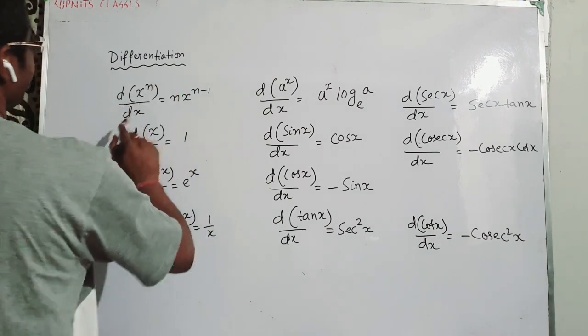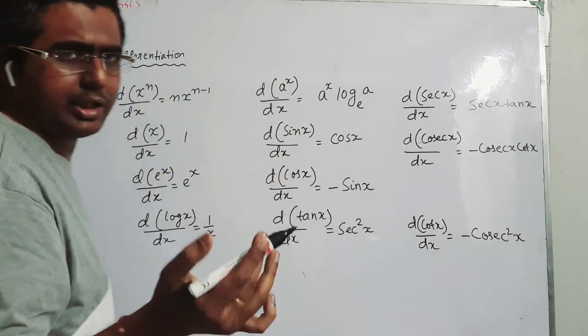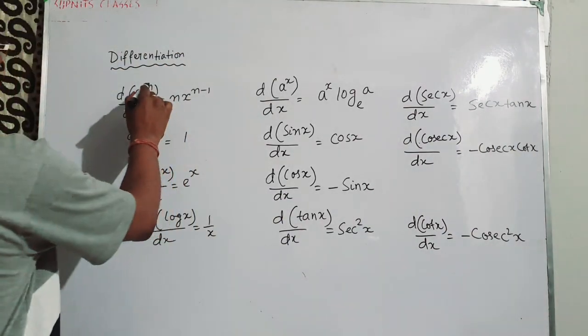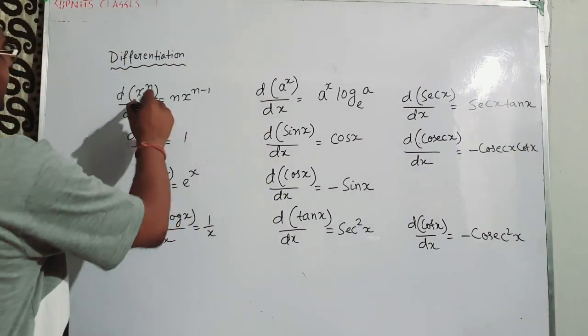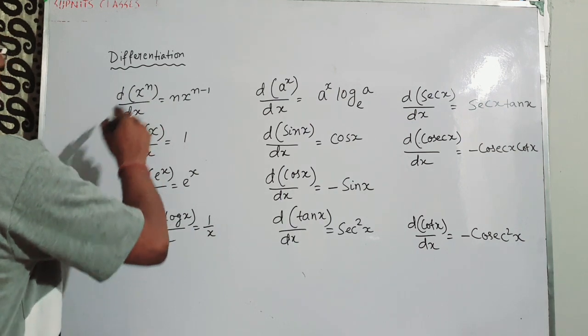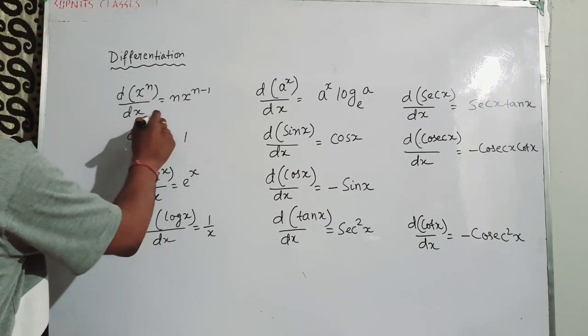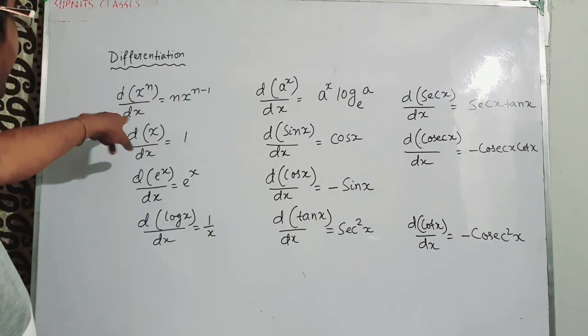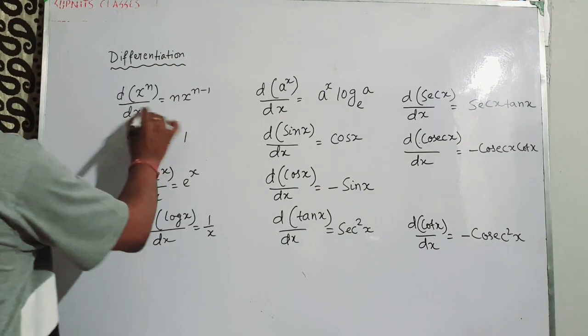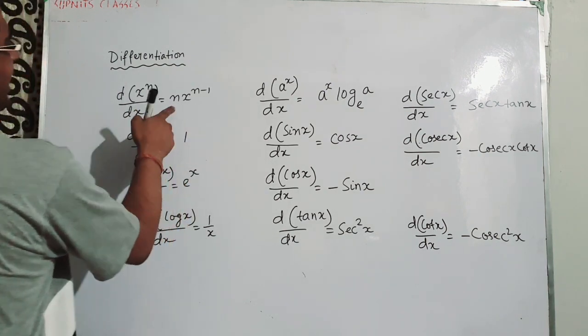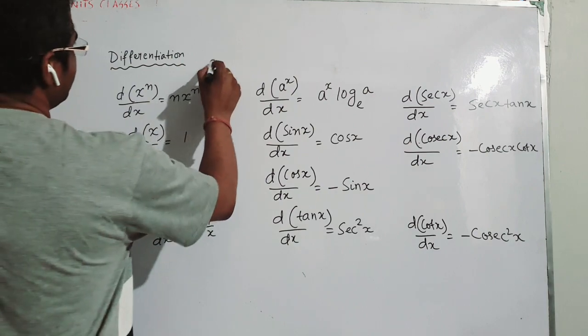d of x to the power n by dx, where n is any integer. If this is the case, then the answer will be n x to the power n minus 1. I'll just show you an example.